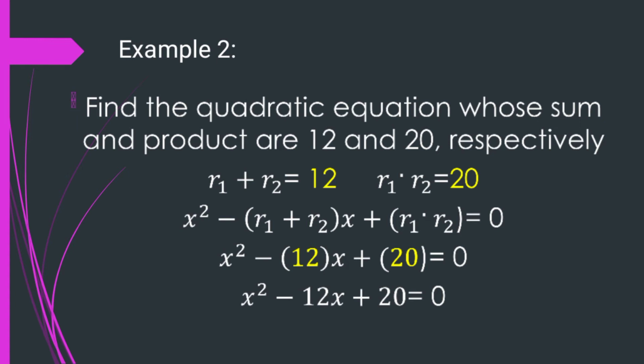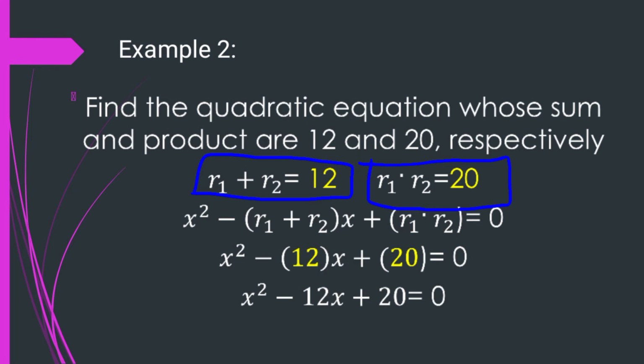Example number 2, find the quadratic equation whose sum and product are 12 and 20 respectively. So, given dito yung sum and product. So, we have now the sum, r sub 1 plus r sub 2 equals 12. This is the sum. And r sub 1 times r sub 2 is 20. So, we are asked to write the quadratic equation given the sum and product of the roots.